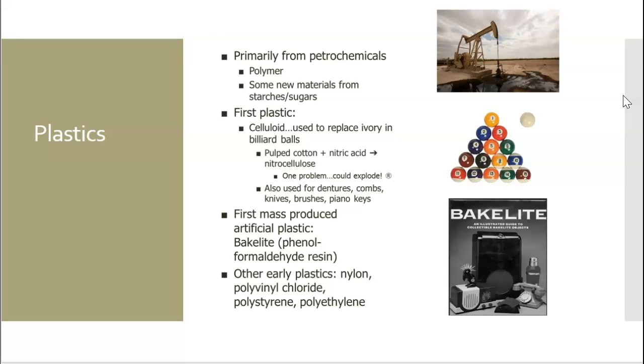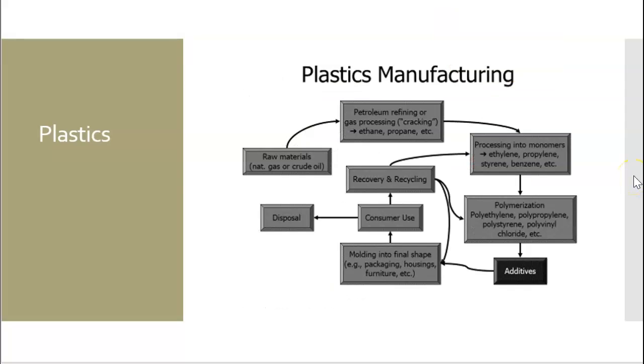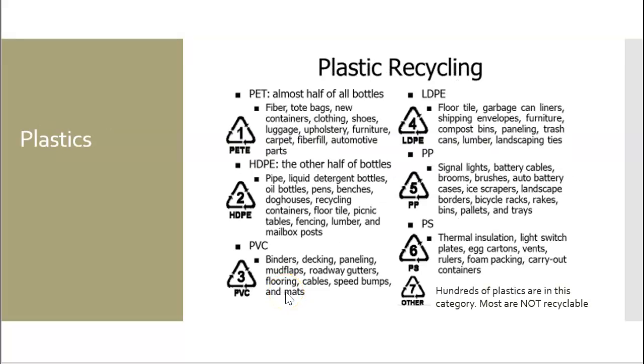And the first mass-produced artificial plastic was Bakelite. And then there were other early plastics like nylon, polyvinyl chloride, polystyrene, and polyethylene. So here's a diagram of the plastics manufacturing process, essentially extracting petroleum and then making monomers and then polymerization, with different additives to create different types of plastics. Then consumers use them. Some of it gets recycled. It's very, very little, probably 1 to 3% total. And so where does most of this plastic go? Into waste. So there's different types of plastics. As I mentioned before, there's literally hundreds.